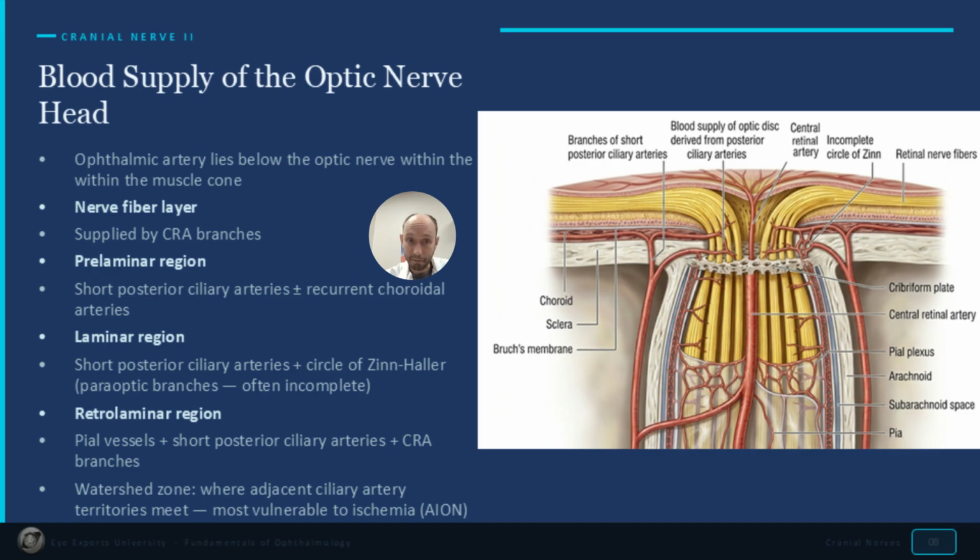The retrolaminar portion is supplied by the pial blood vessels and posterior ciliary arteries and some of the central retinal artery branches. A watershed area exists in between the areas of distribution of the posterior ciliary arteries. That's how you can get a sectoral NAION.